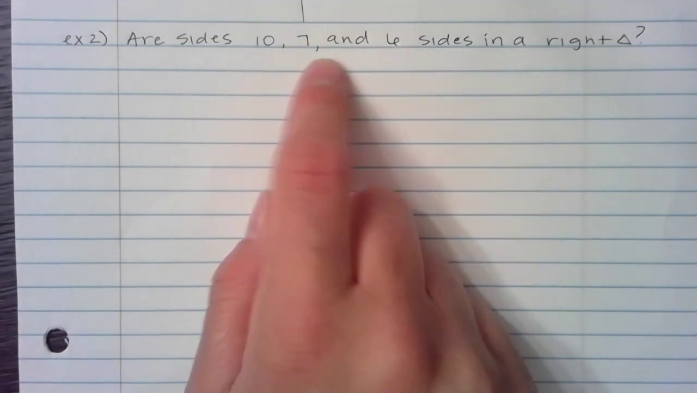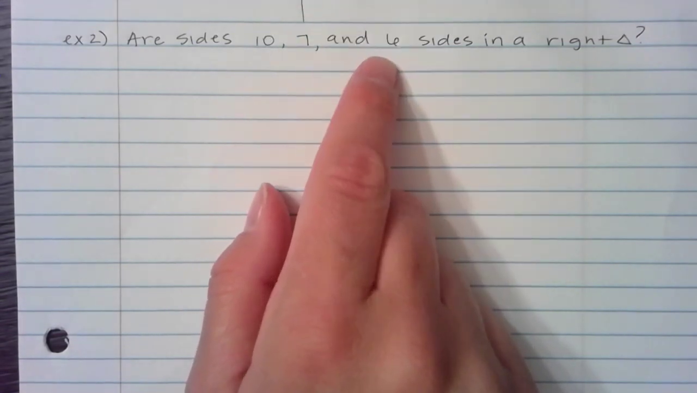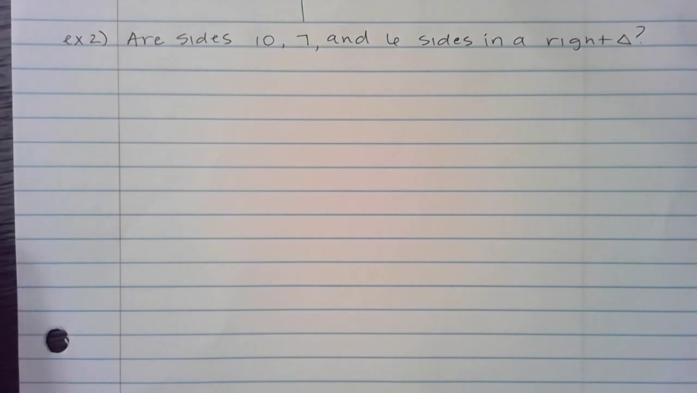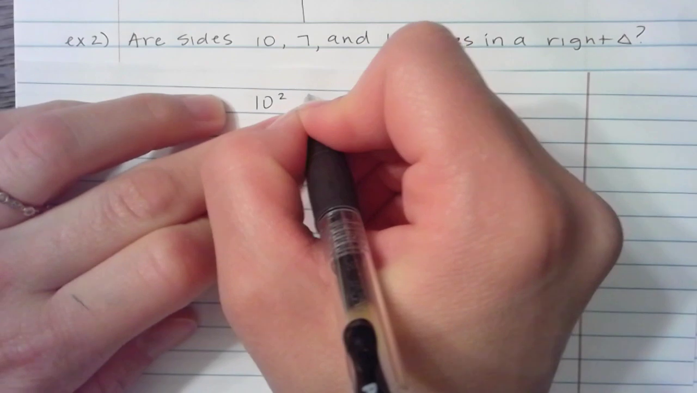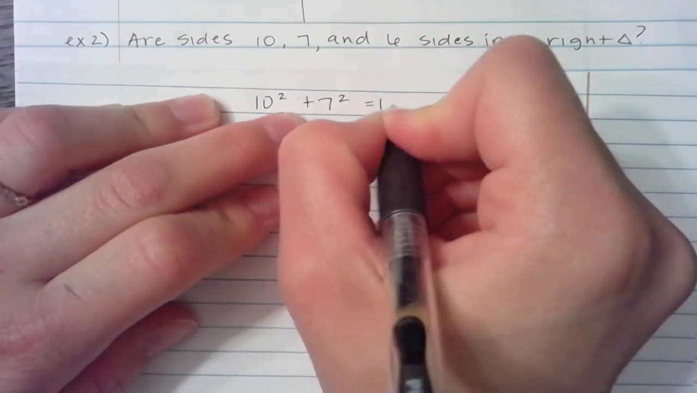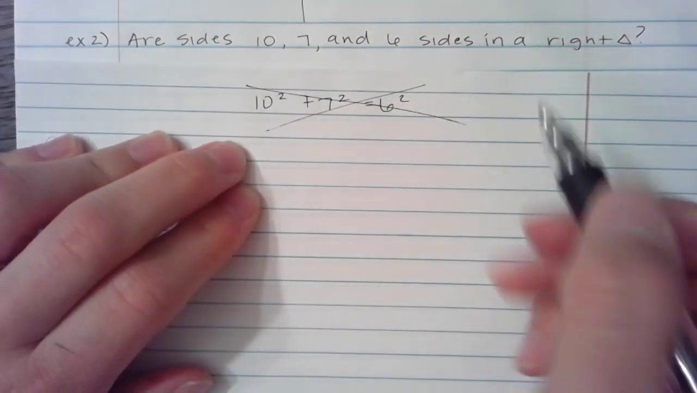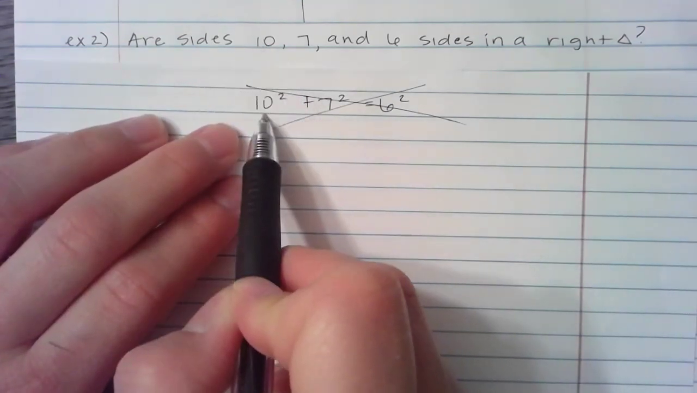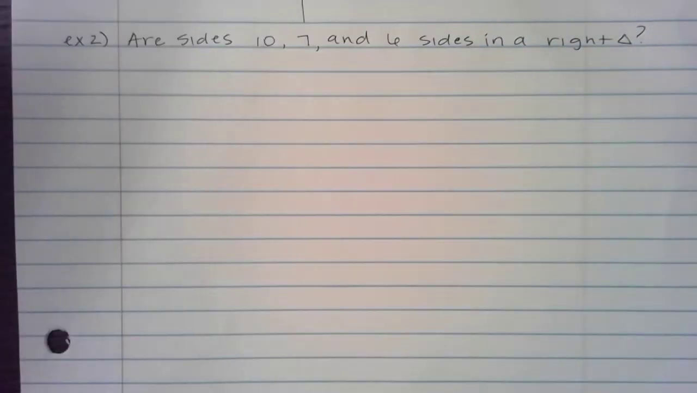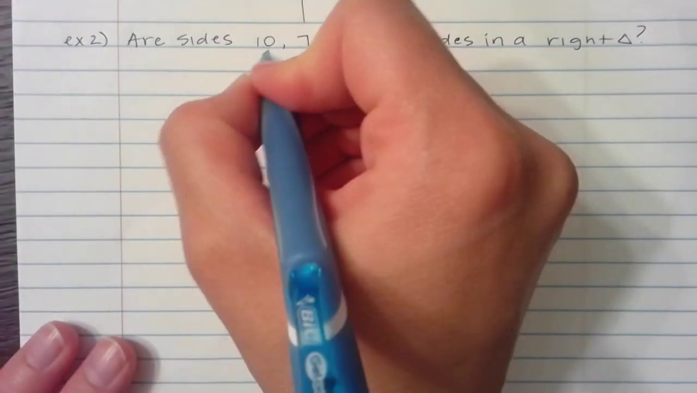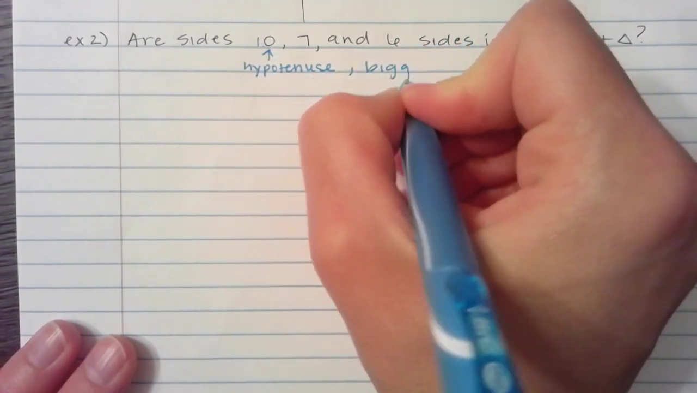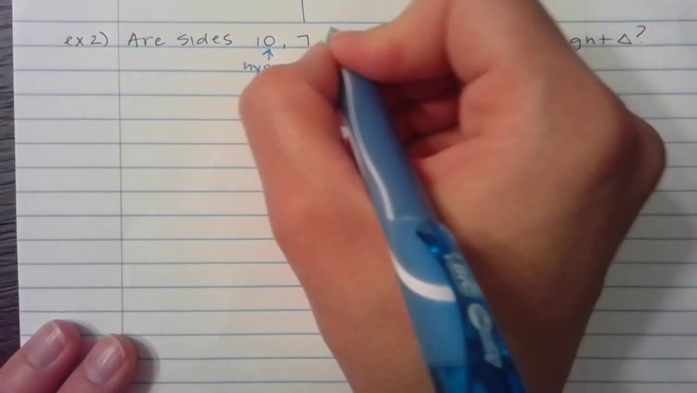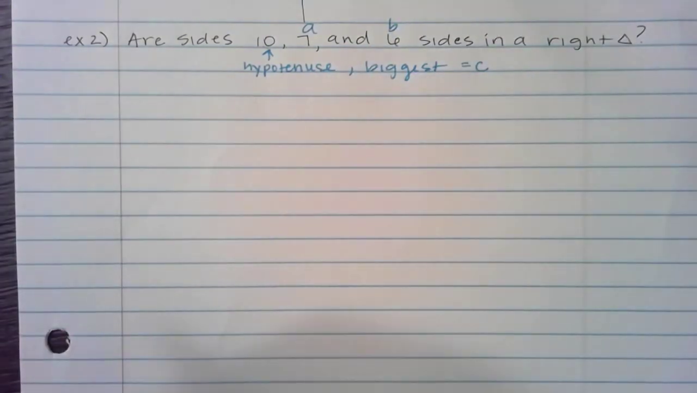What I need to do is plug them all into the Pythagorean theorem. It will not work if you do it this way. This is not correct. Why not? Because 10 is the biggest, and the biggest number needs to be your C, or your hypotenuse. So 10 is your hypotenuse, because it's the biggest, and therefore it's C. And then this is A and B. It doesn't really matter which one you pick to be A or B, as long as it's 7 and 6.